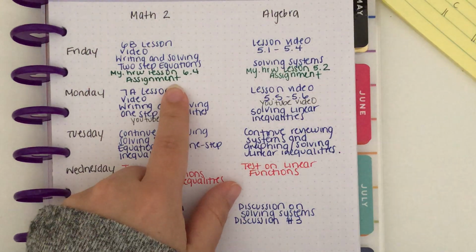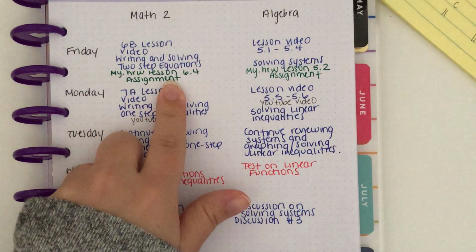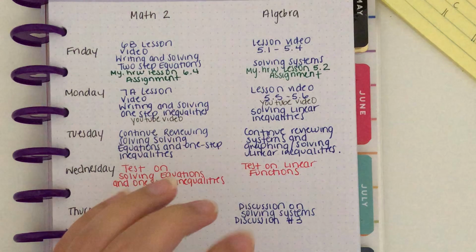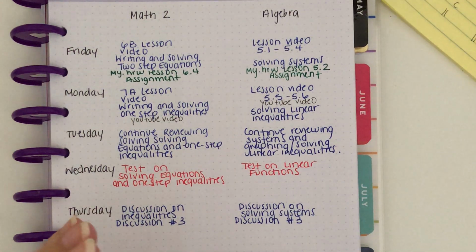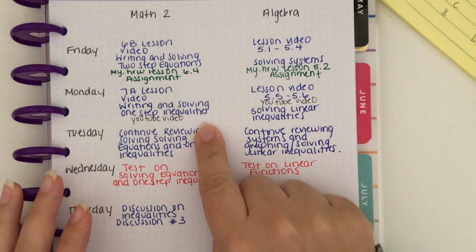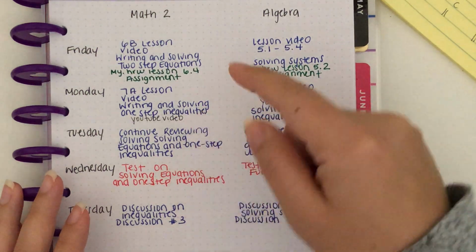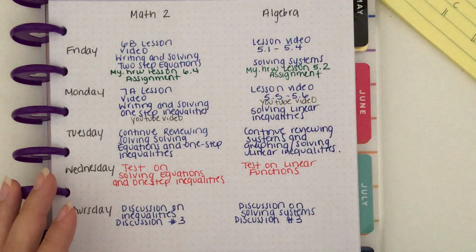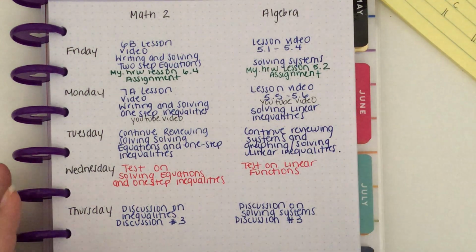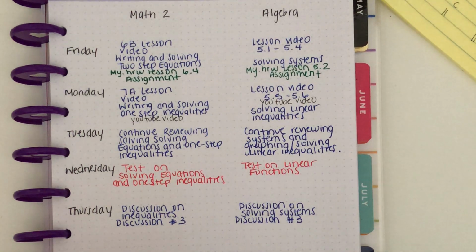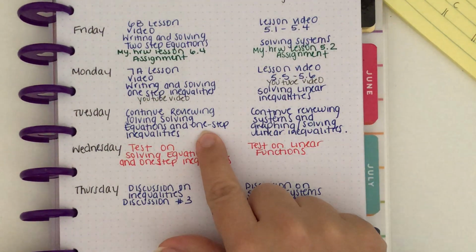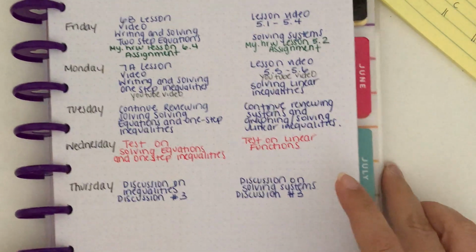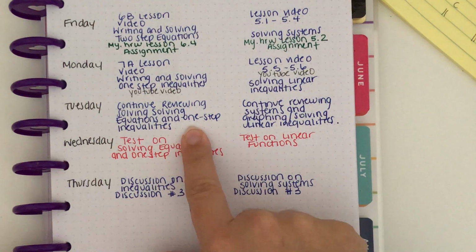The assignment you have this week is the MyHRW lesson assignment, and that's 6.4 that deals with solving two-step equations, okay? On Monday, you're gonna have 7A, which is gonna be writing and solving one-step inequalities. I'm gonna put a YouTube video for you guys of that, someone else teaching it or reviewing it with you, just to give you a different viewpoint.